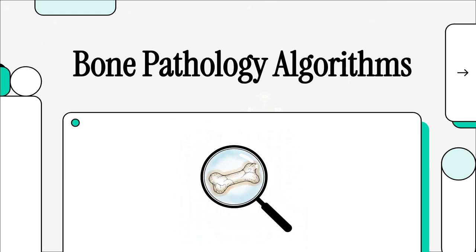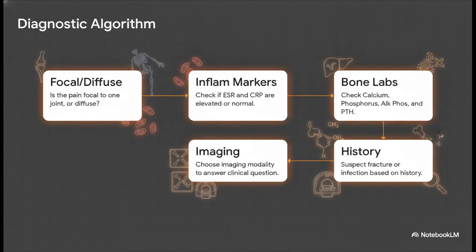All right, let's jump right into the test day clinical algorithm for evaluating musculoskeletal bone pain. For Step 2 CK, you really need strict, high yield decision logic. We aren't just memorizing a list of random facts here. We're building a mental diagnostic tree that you can deploy the second you read a clinical vignette. So here's our foundational decision tree.